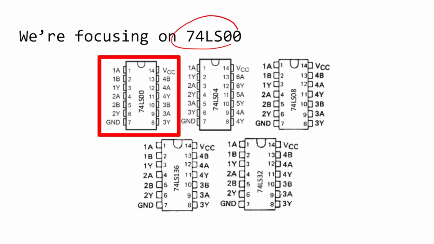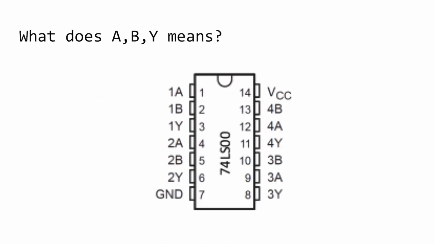Like I said just now, we are going to focus on this chip, 74LS00. This is the configuration of the chip. If we zoom in, there are 14 pins in total. The pins start from here, usually at the left of this notch. This notch helps us identify the orientation of the chip, and usually we start from here, and this will be 1, 2, 3, 4, 5, 6, 7, and so on until 14.